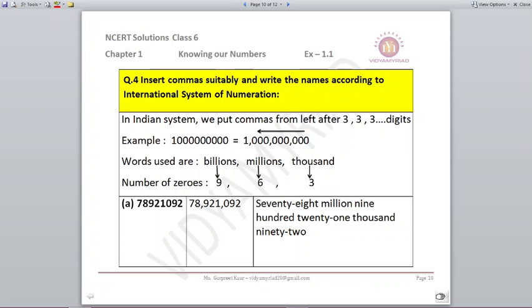78921092 is a number. So after putting commas we get 78,921,092. Now let us write it in words. It becomes 78 million. Why did I put million? Because after 78 there are 6 digits, so it will be million. 78 million 921,092.